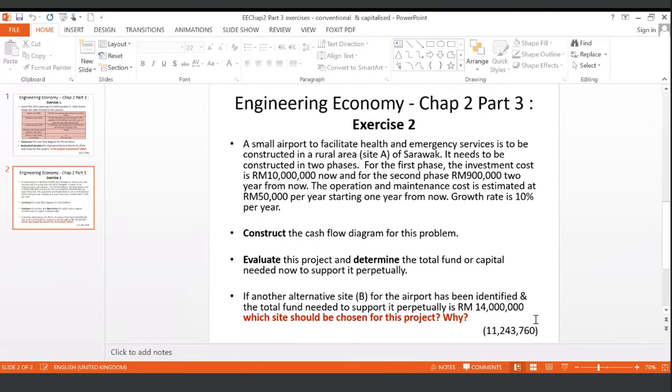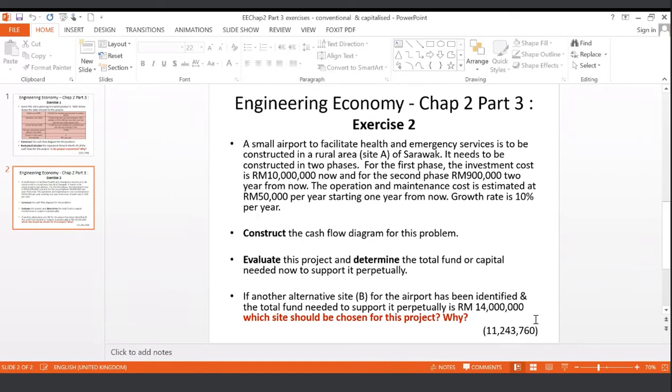And the total fund needed to support it perpetually is 14 million. So that one is actually A. This 14 million is actually A. So you need the fund to support it perpetually. Every year you need 14 million until the end of its life, which is infinity. So P for side B is P equals A over i. A is 14 million.